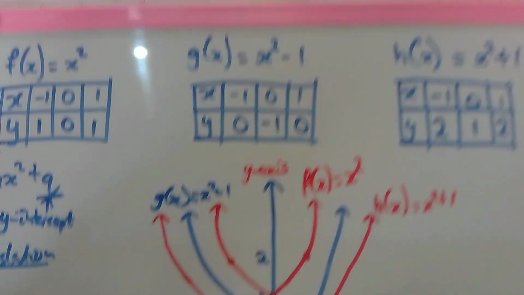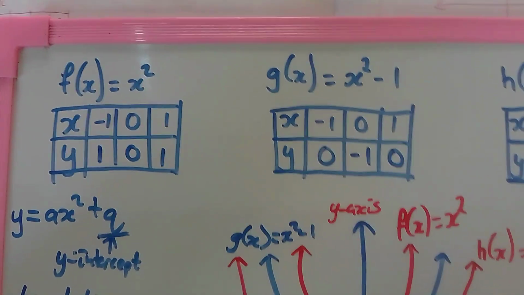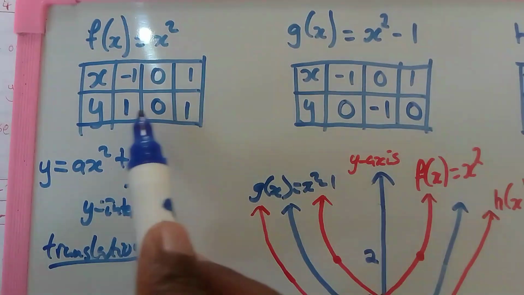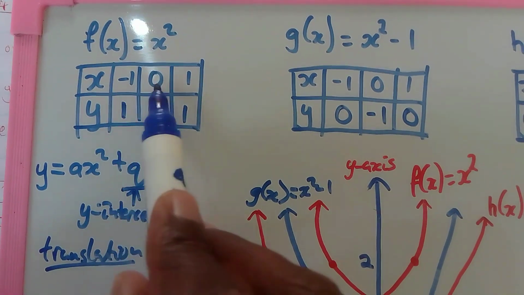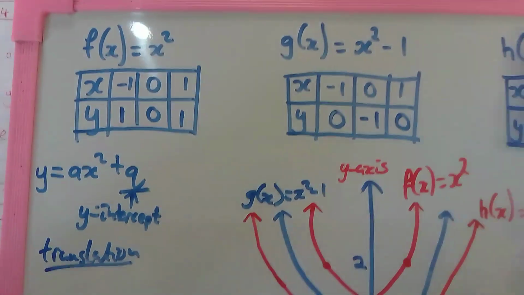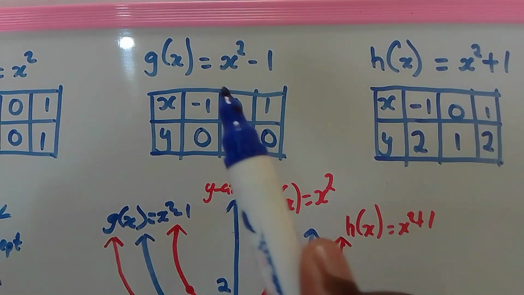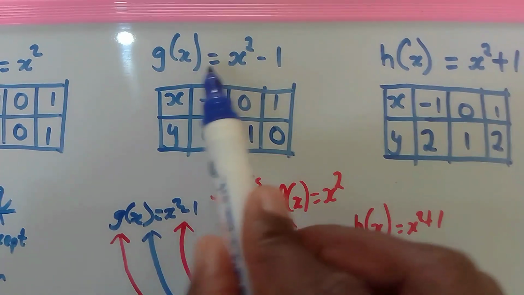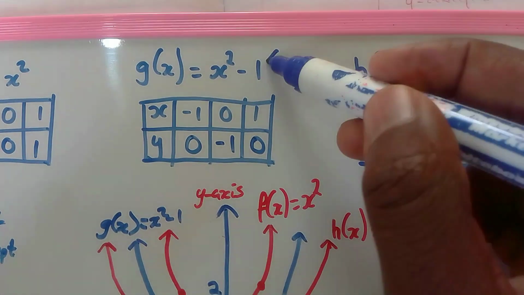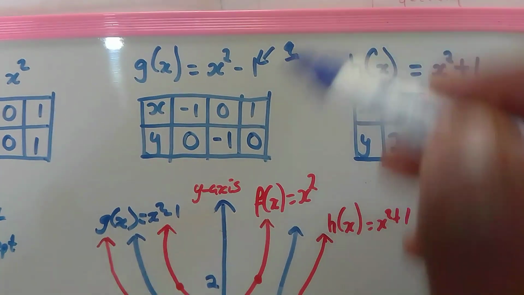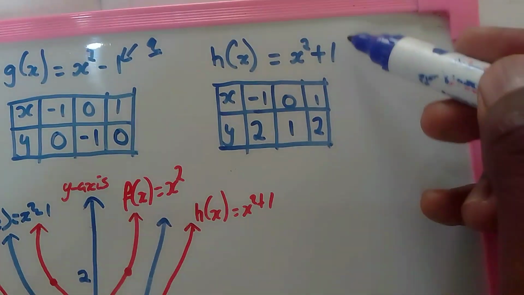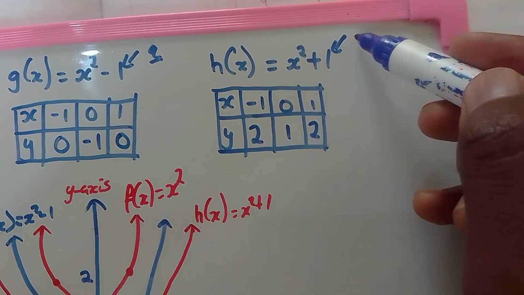All right, so I've written a few equations here. I started with the parent graph, which is f of x equals x squared, and I used the x values -1, 0, and 1. Here, these are our y values. Then the second one is g of x, which equals x squared minus 1. This minus 1 is the value of q. And h of x equals x squared plus 1. This positive 1 is the value of q.